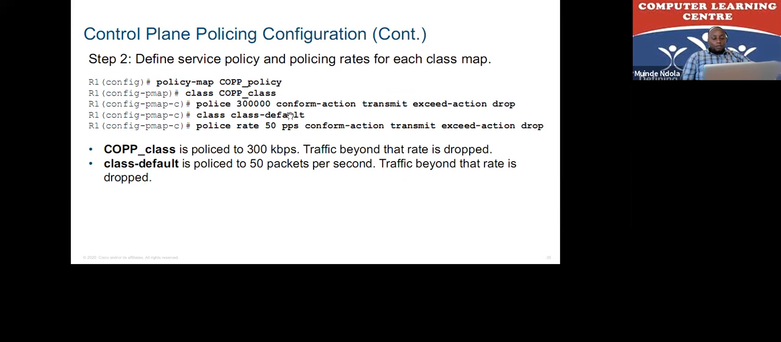So you see now for the class default, the class default is for whatever doesn't match the first class. We say the policy rate is 50 packets per second. The allowed rate is 50 packets per second. So if it's more than 50 packets per second, the traffic will be denied. So we create the class map, then the policy, then we configure the action.